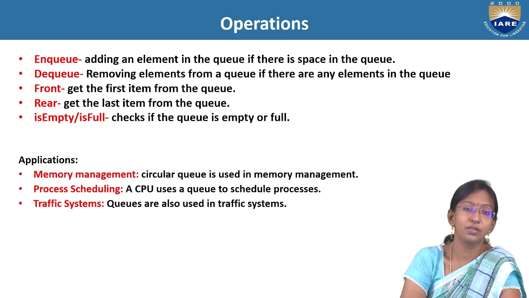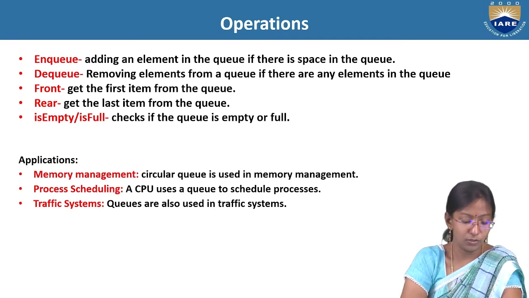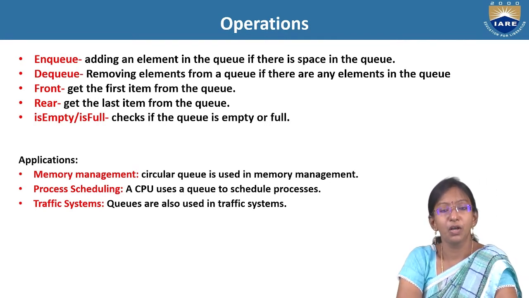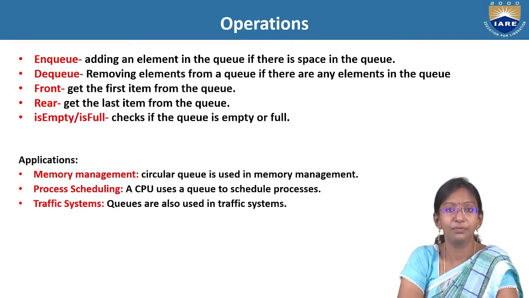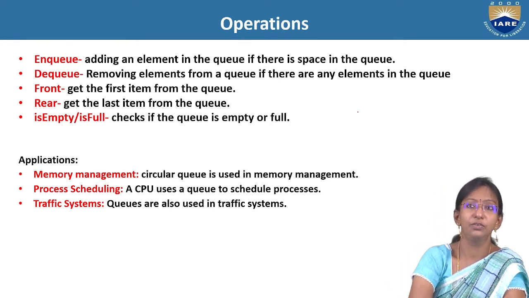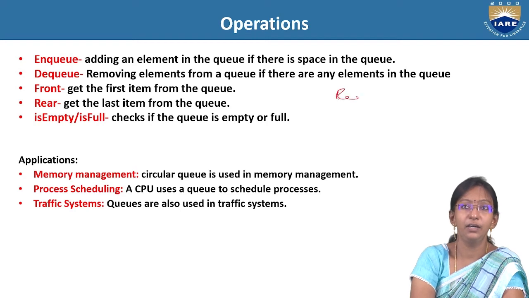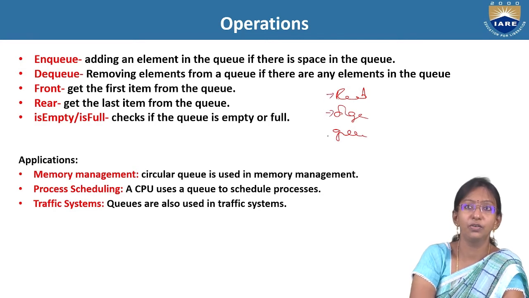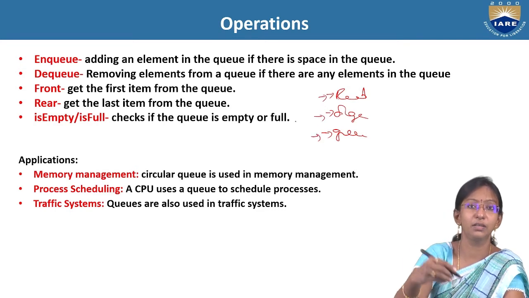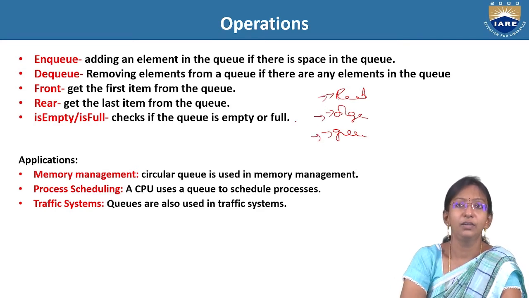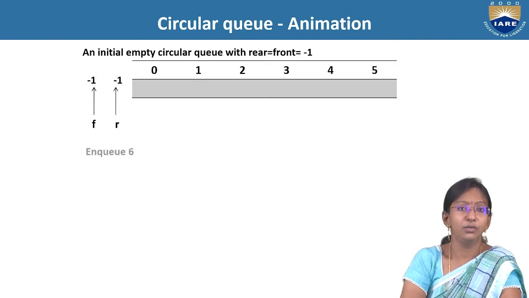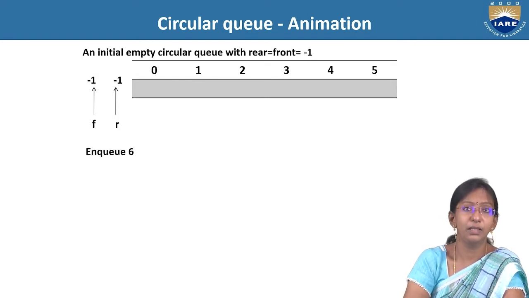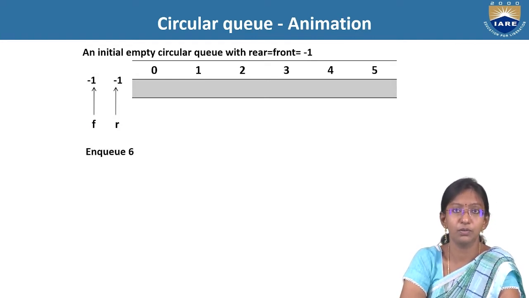And the applications are basically in memory management, process scheduling, traffic signals. Traffic signals you might have seen, you'll get red, orange, and green. They go first to red to stop, then get cautious, go. Again, stop, get cautious, go. This goes in a circular way, right? Those are a few applications. Let's look at the working of circular queues.